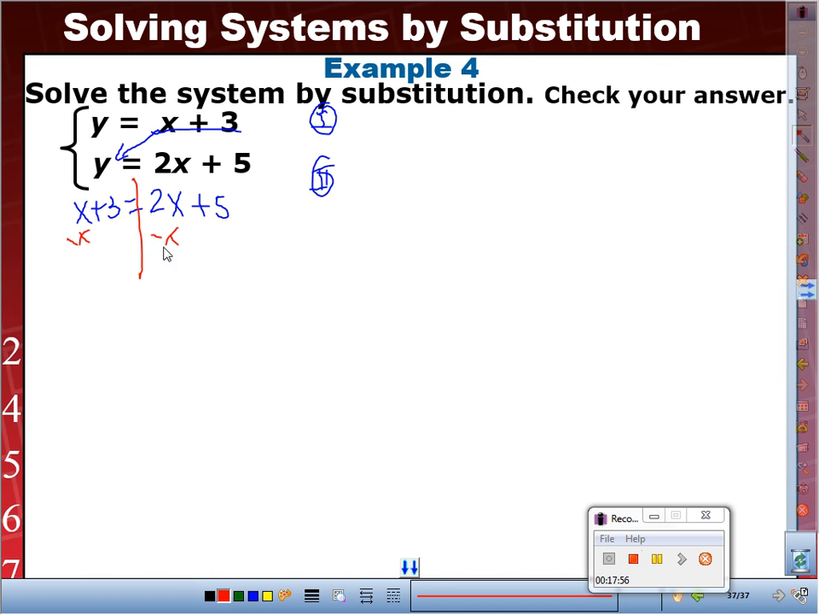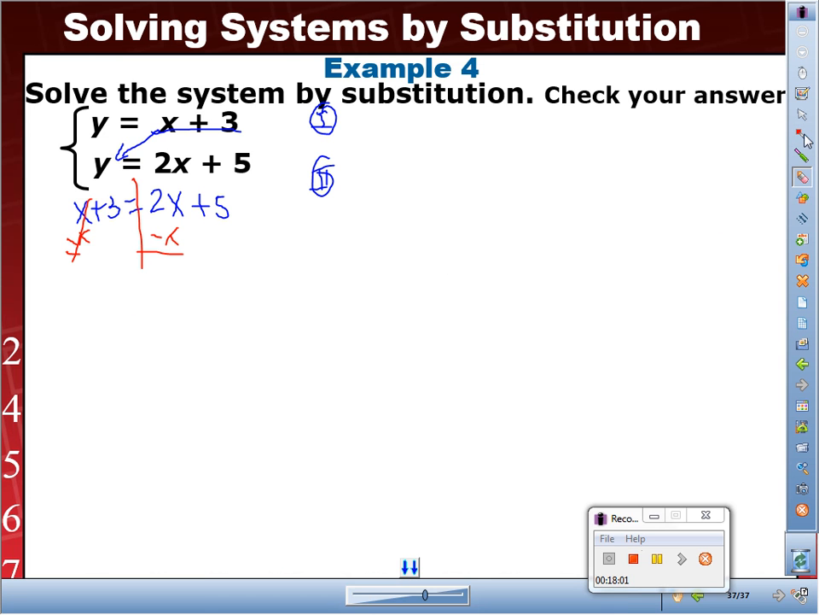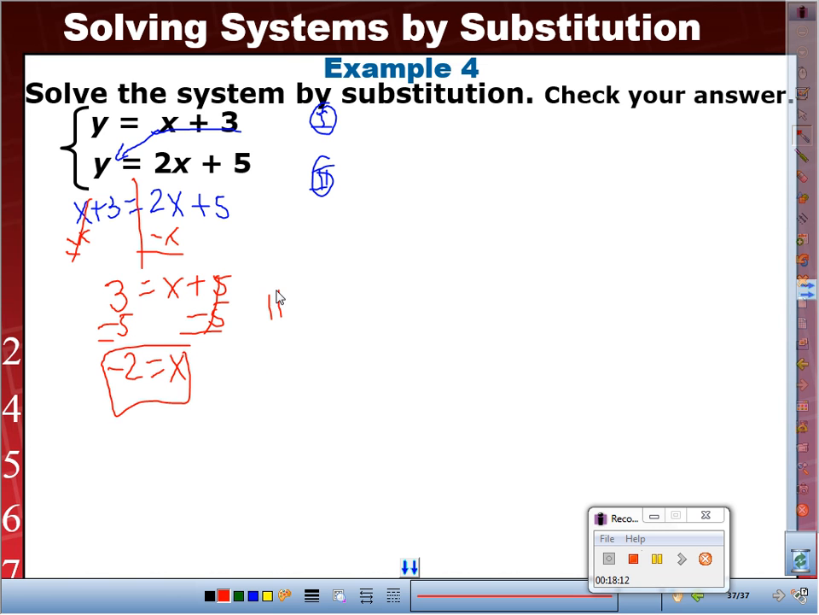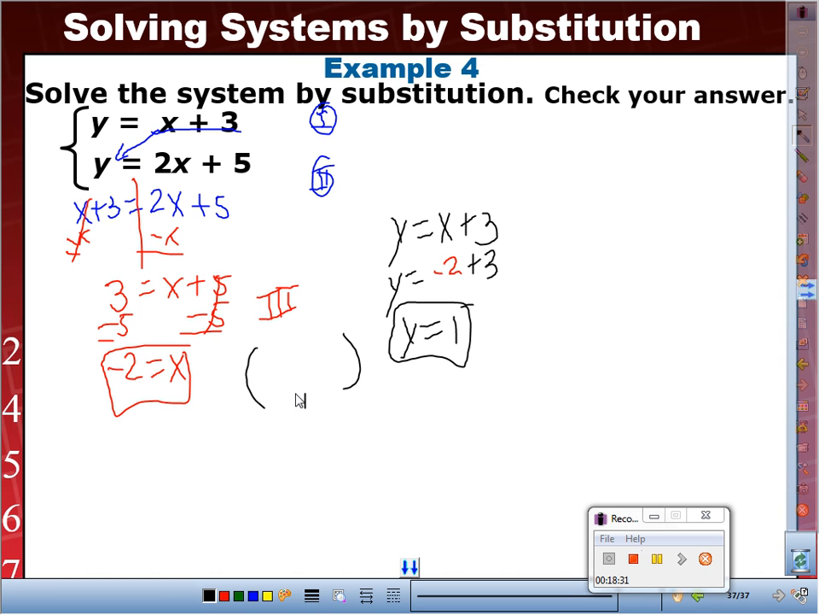Minus x, I'm left with 3 equals x plus 5. Minus 5, minus 5, negative 2 equals x. That was step 3. And step 4, substitute that into one of the equations. I'm going to use the top one, y equals x plus 3. But instead of x, I'm going to write negative 2. So this becomes y equals negative 2 plus 3. Therefore, y equals 1. Write your coordinate and check. So my solution is negative 2, 1.